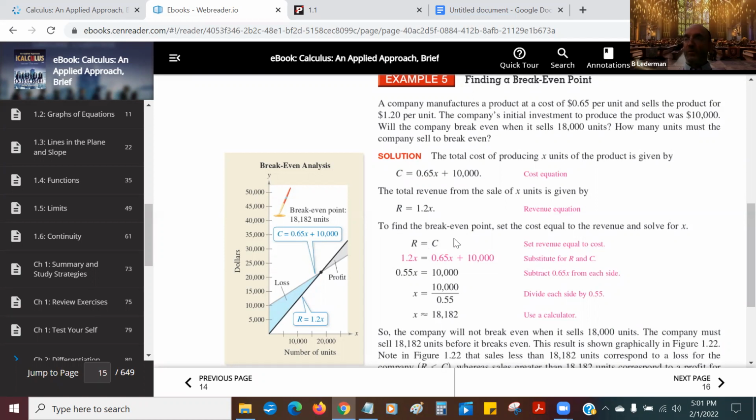So R equals C: 1.2x equals 0.65x plus 10,000. Now you just solve this. Subtract 0.65x from both sides, and you get 0.55x equals 10,000. Divide by 0.55, and you get x is approximately 18,182. So when they sell about 18,000 units, roughly, that's when they're going to break even.